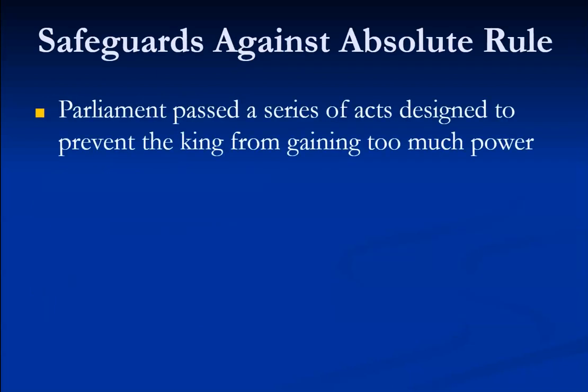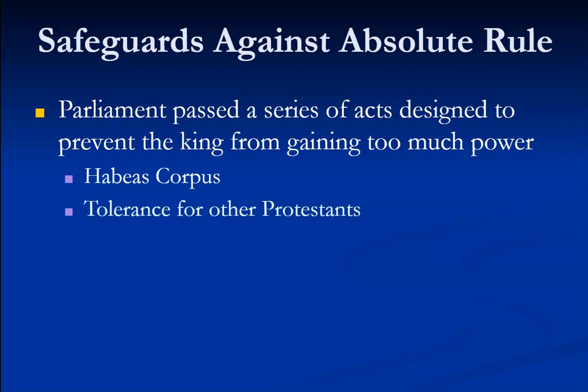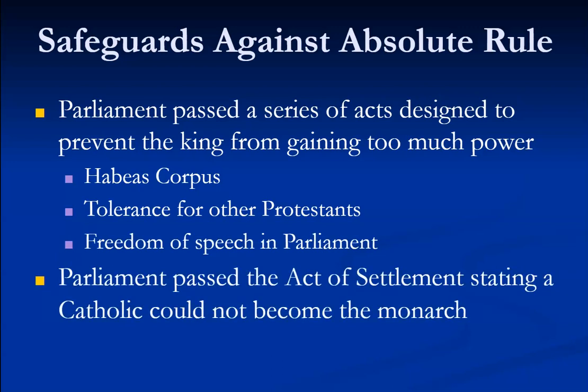Safeguards against absolute rule. Now, Parliament passed a series of acts designed to prevent the king from gaining too much power. Habeas corpus, which basically means you have to be charged with a crime before you can be arrested. Tolerance for other Protestants. Freedom of speech in Parliament, not everywhere, but in Parliament. And Parliament then passed the Act of Settlement, stating that a Catholic could not become the monarch of England. Effectively, Parliament now rules England. And that is how the kings and queens lost a lot of their power.